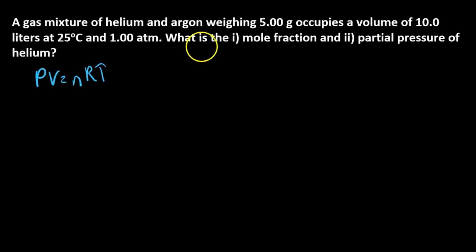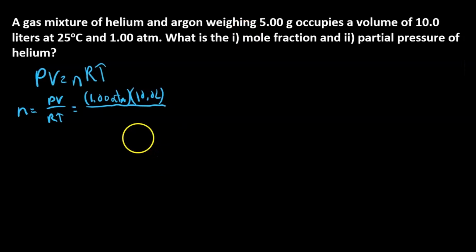We're going to calculate the total moles, and then we're going to use this mass here to find out what the mole fraction is. But let's find out what the moles are first. So moles is PV over RT, and the pressure is 1.00 atm. The volume is 10.0 liters. And R, now we need to use the right R here. We're in pressures of atm, and the volume is in liters, and then temperature is always in Kelvin. So if we convert this to Kelvin, we add 273.15 Kelvin to it, so it's 298.15 Kelvin.